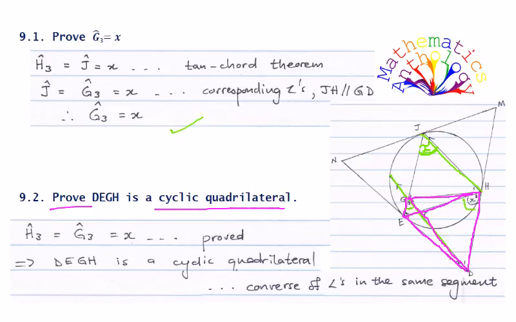So in this purple diagram here, the cross in the middle tempts me to look for angles in the same segment. And if I look for angles in the same segment, I can see that angle H3 is actually equal to angle G3. We know that angle H3 is X, that was given to us, but we just proved that angle G3 is also X. So we can say now that angle H3 is equal to angle G3 is equal to X. That's proved, and that implies that DEGH is a cyclic quadrilateral, and our reason there is the converse of angles in the same segment.